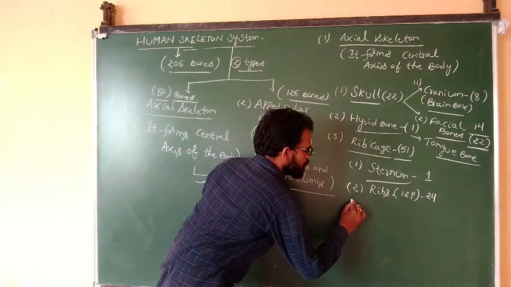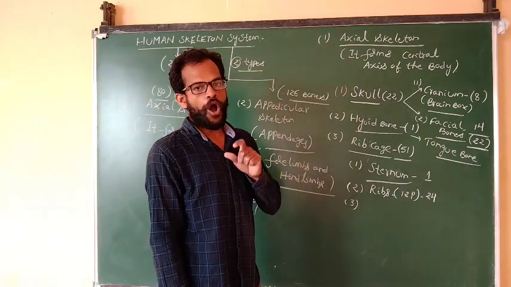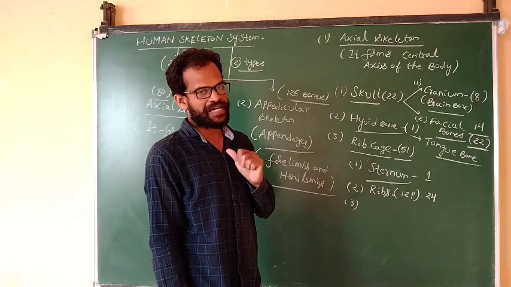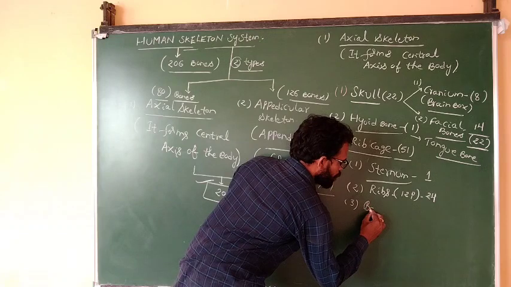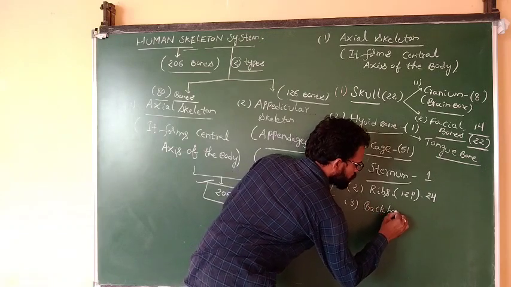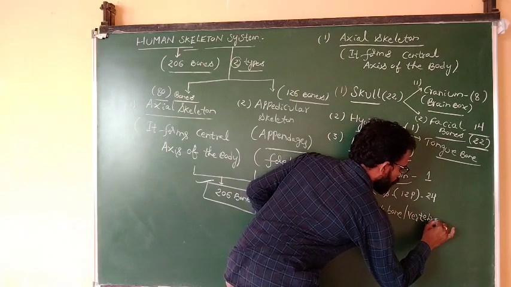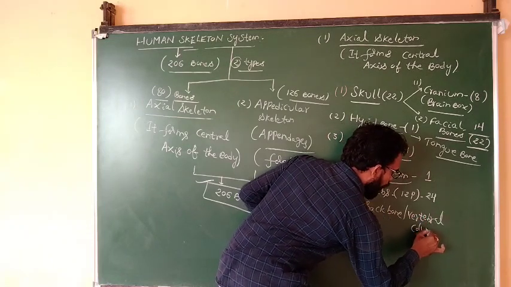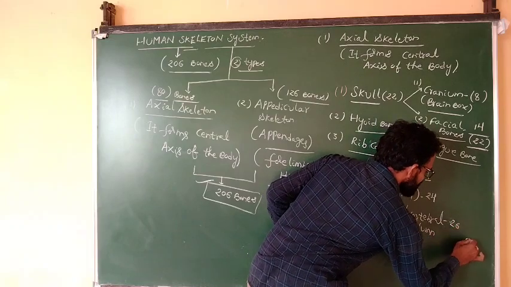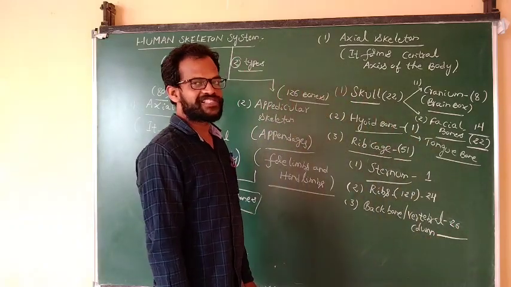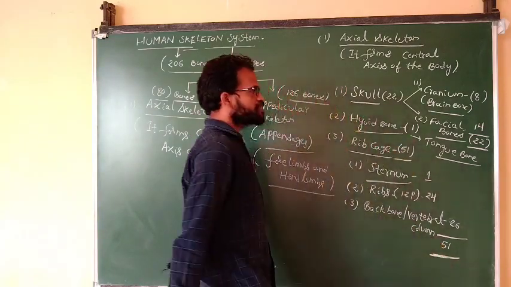And the third one is known as the vertebral column or backbone. How many bones are present in the backbone or vertebral column? 26 bones. The entire rib cage consists of how many bones? 51 bones.